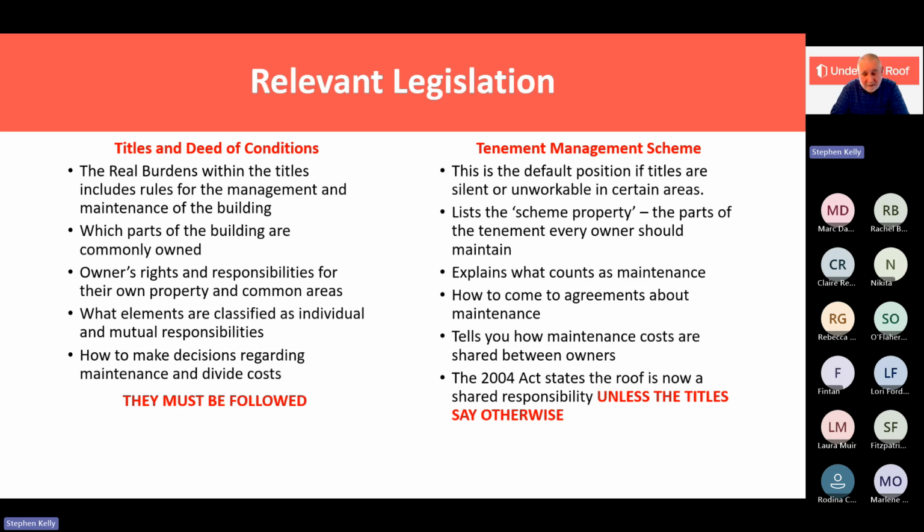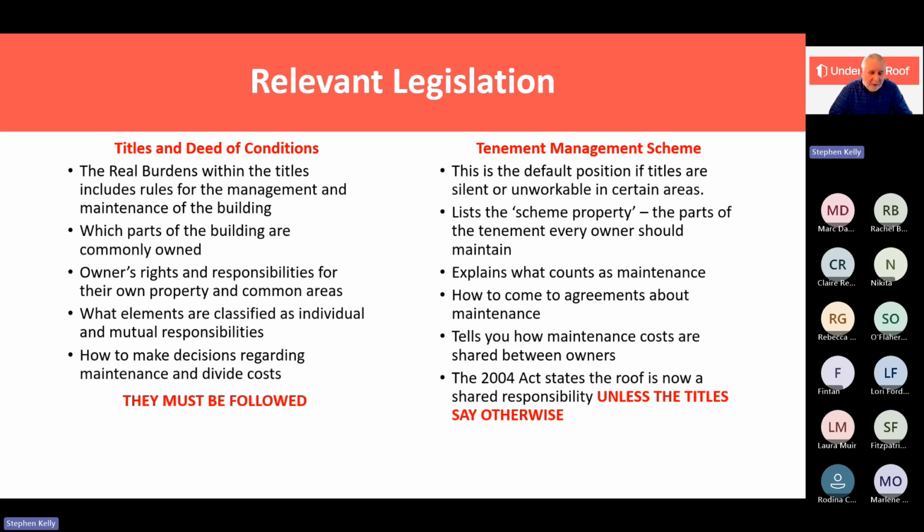You may well also have titles that were created for pre-1919 properties. Again, there might only be 4 or 5 pages. The more up-to-date ones will be like War and Peace, where you maybe get 4 or 5 pages of the address, a map, who your name is, when you bought the property, do you have a mortgage on it, etc., etc. But the most important part of that for the titles is the real burdens, which is at the back of that. So if you've got real burdens attached to your titles, that will provide you with rules for the management and maintenance of the building.